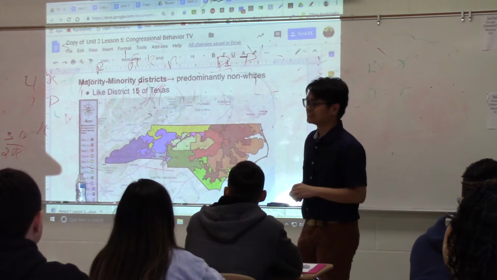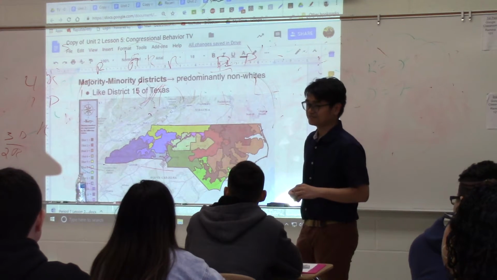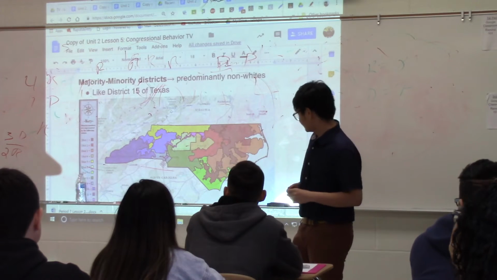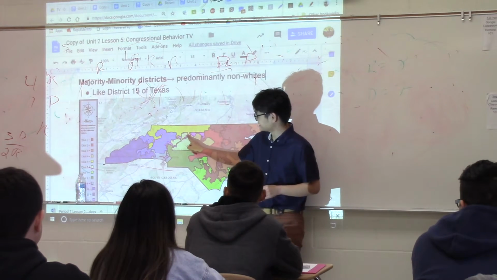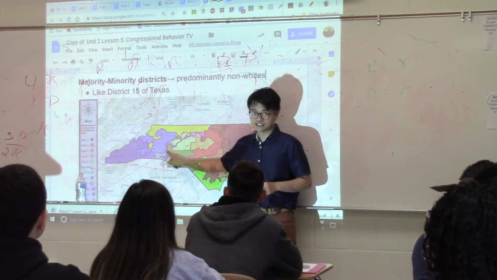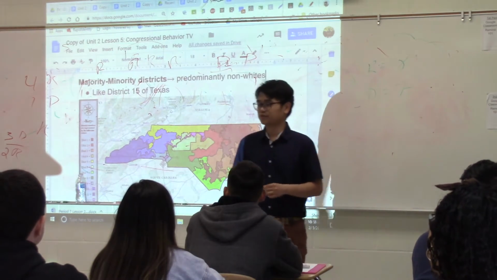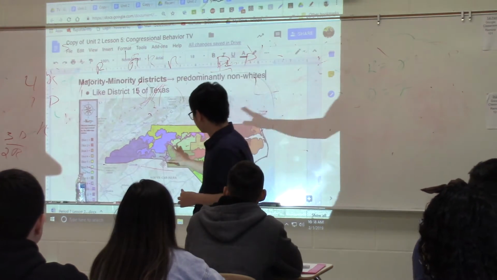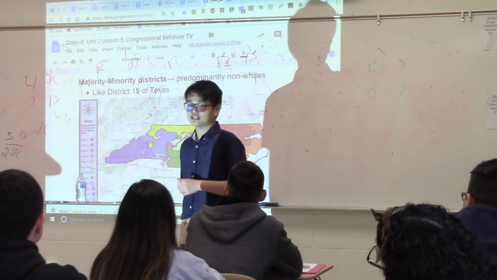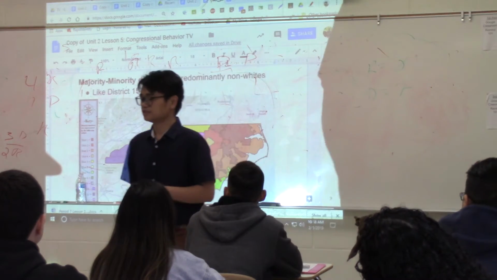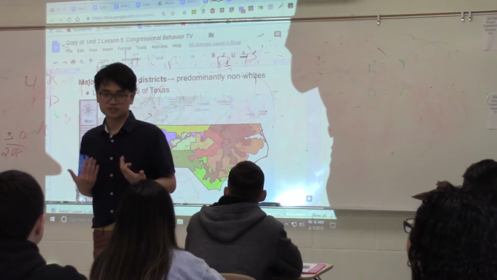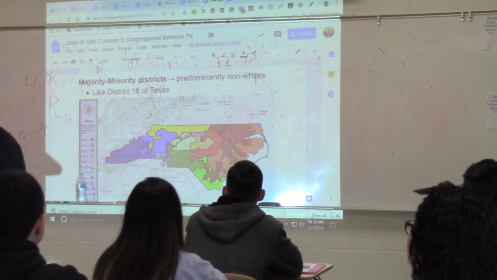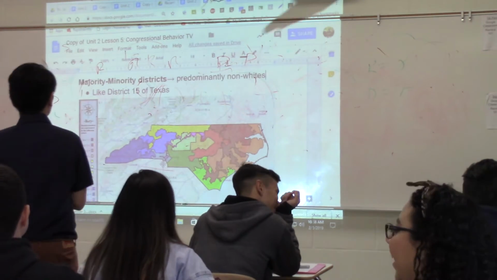Anybody can guess which district was that? Purple. That purple one right there. You see how oddly shaped it is? That was the district they were overcompensating with. They created another predominantly African-American district in their state, thinking this is not going to bring us trouble because we're being cool. At least they tried.